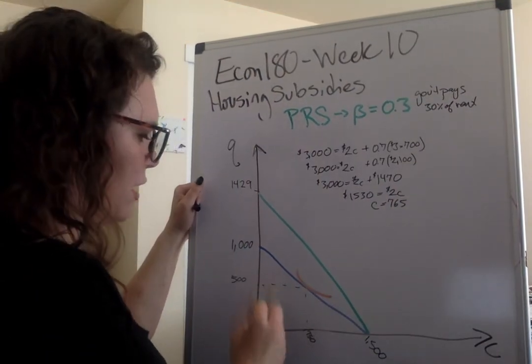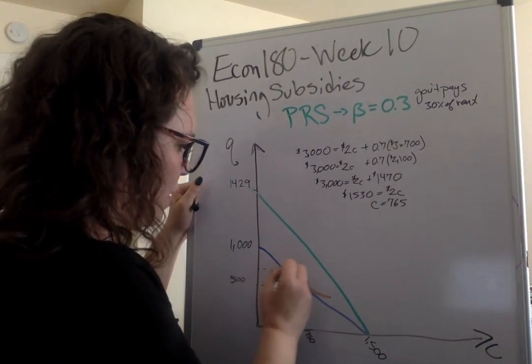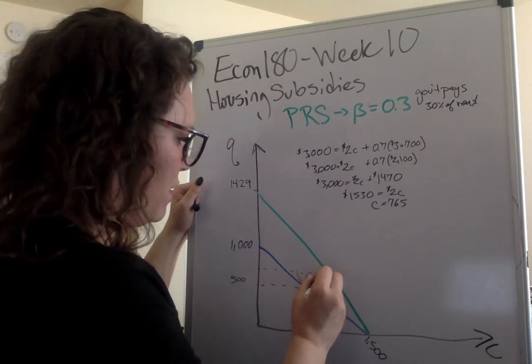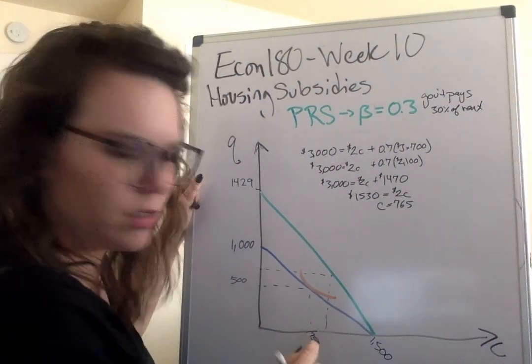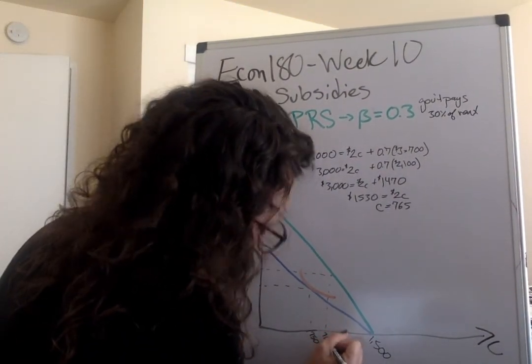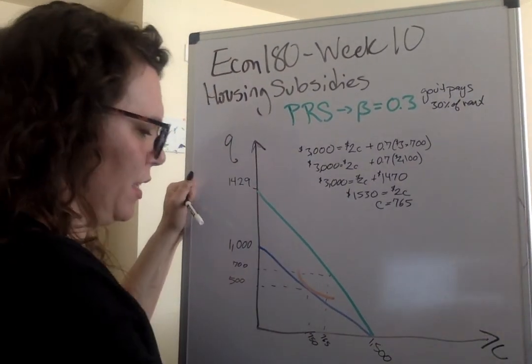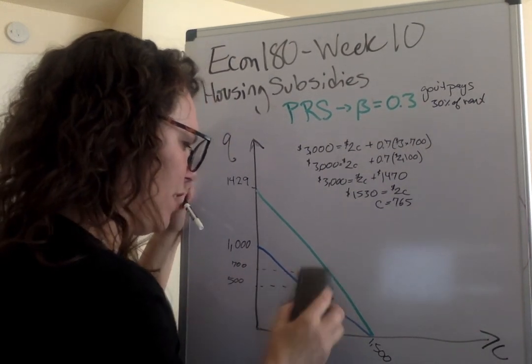So now we're going to see our household is going to consume 700 units of housing and 765 units of everything else. So that's 765 and 700. You know what? I'm going to make this higher because I know where this is going and I want it to have room for everything.